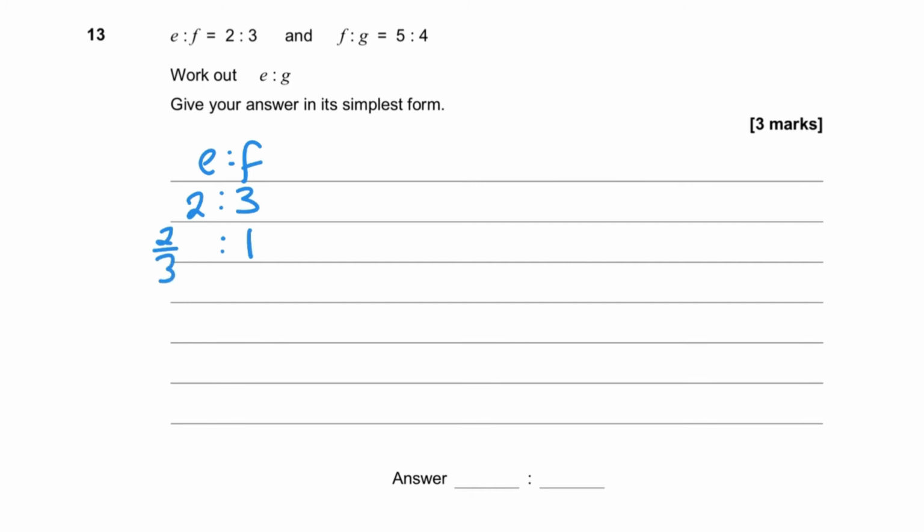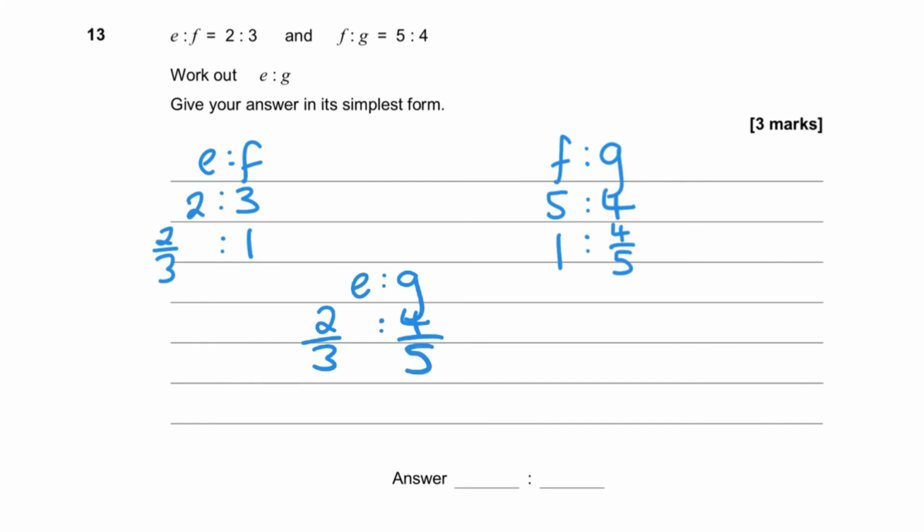Let's do the same for the other one. We've got F to G is 5 to 4. So to get F to 1, we divide by 5. So let's divide 4 by 5 as well. So when F is equal to 1, E is equal to 2/3, and when F is equal to 1, G is equal to 4/5. So now we can say that because they're both equal to F when F is 1, we can say that they're equal to each other.